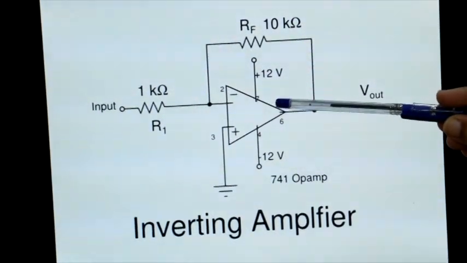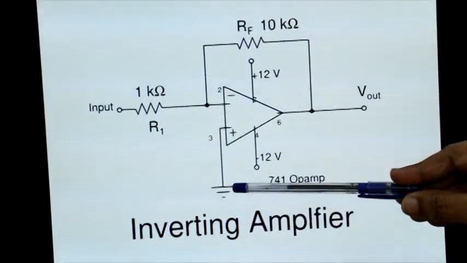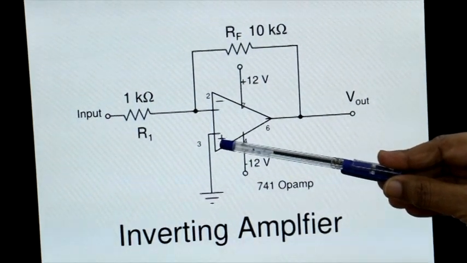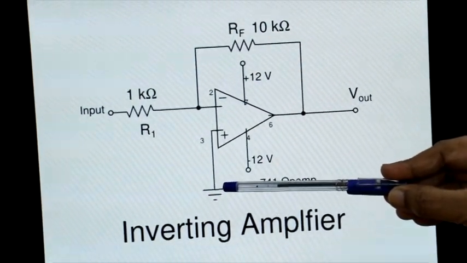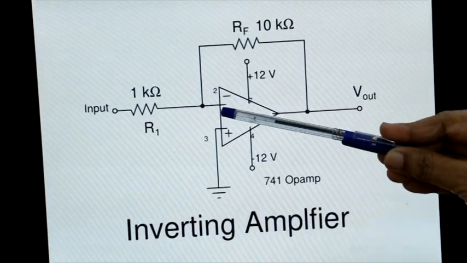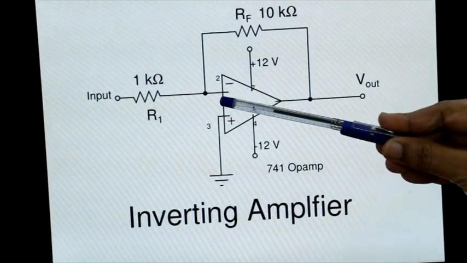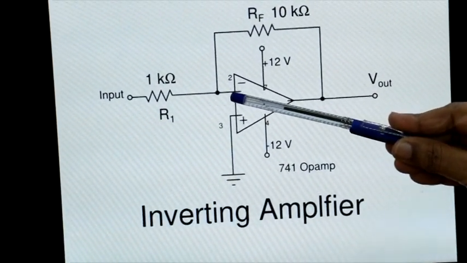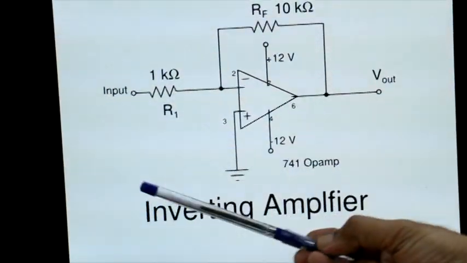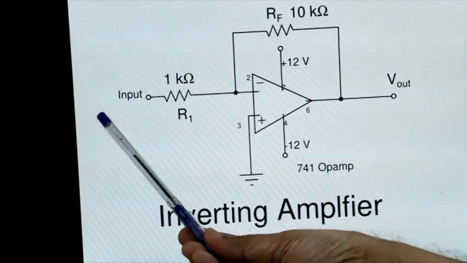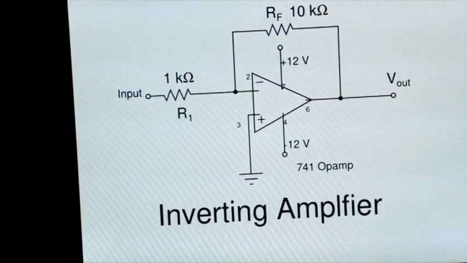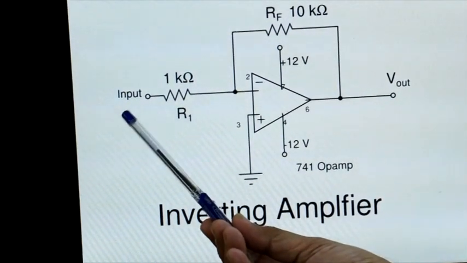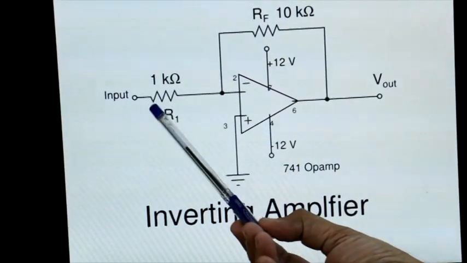If you look at the circuit, you'll see that because of the virtual ground property, pin number 3, the non-inverting input of the op-amp, is connected to ground. Because of the virtual ground, pin number 2, the inverting input, also will be at 0 volts or ground potential. Because of that, what is going to happen is the input resistance seen by the source. Right now we have taken the function generator to supply the signal. So the source would see R1 as the input resistance.